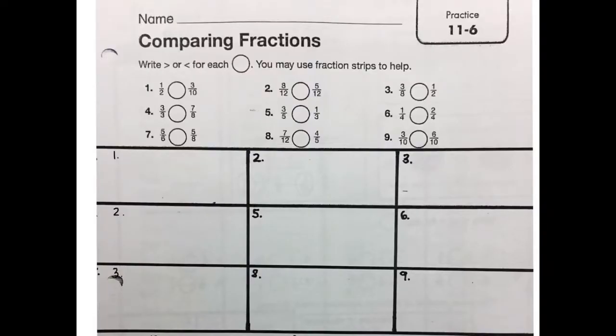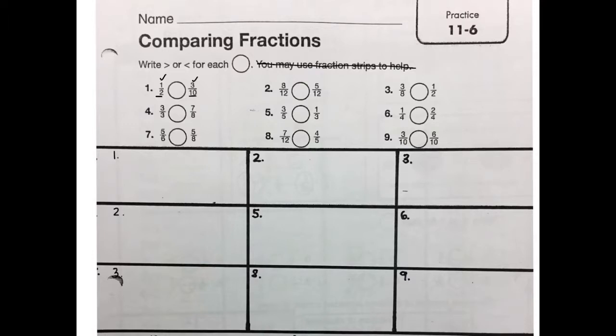Let's practice comparing fractions with practice 11-6. The directions say write greater than or less than for each circle. It also says you may use fraction strips to help. Let's ignore that. We're going to use our 3 questions that we just learned to help us. So number 1, 1/2 being compared to 3/10. So first I need to ask myself, are the denominators the same? 2 and 10, they are different. So I can check if my numerators are the same. 1 and 3. Also different. So I have to move on to question 3.